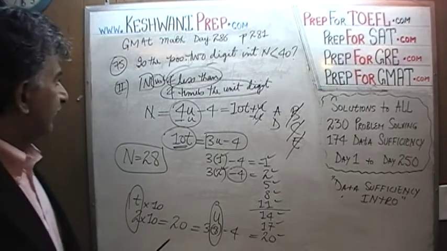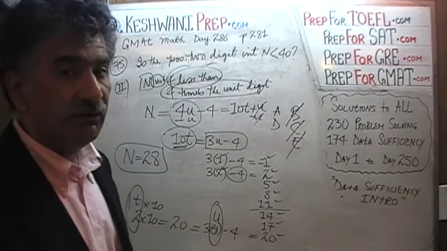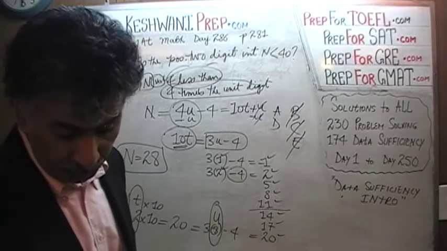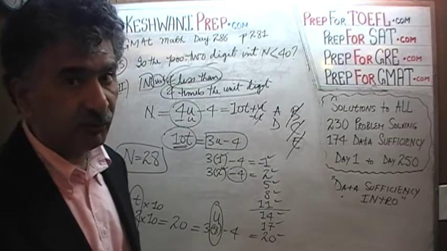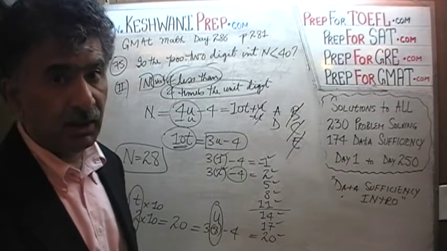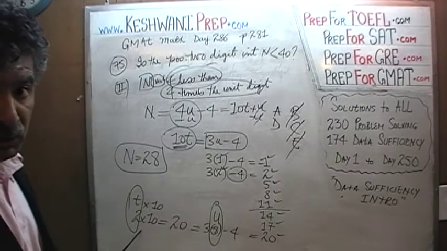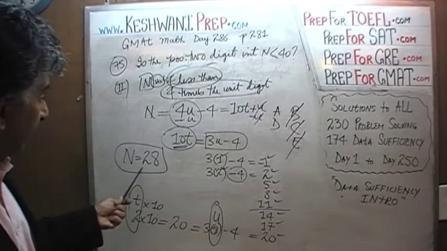So here it turns out the second statement is even more powerful than the first statement, because in the first statement we were not able to tell what the number was. What we established from the first statement is that it's got to be either 39, 28 or 17. The second statement actually pinpoints the value. It tells us that n has to be 28.